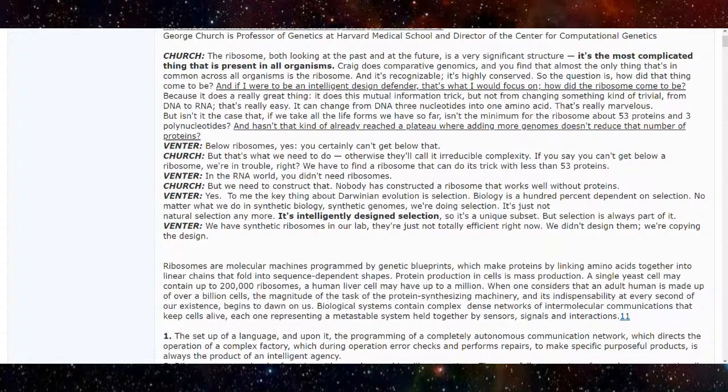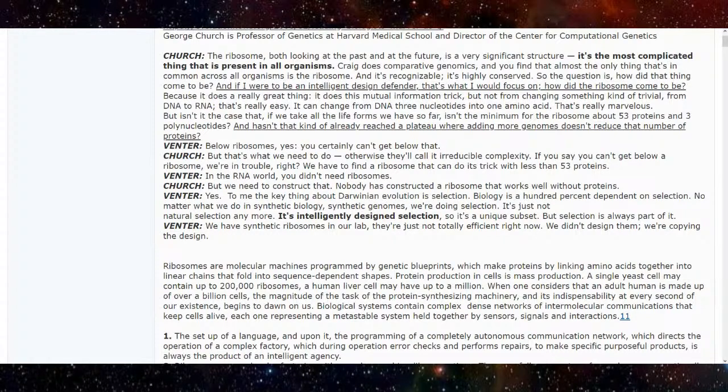Because it does a really great thing. It does this mutual information trick, but not from changing something kind of trivial from DNA to RNA. That's really easy. It can change from DNA 3 nucleotides into one amino acid. That's really marvelous. But isn't it the case that if we take all the life forms we have so far, isn't the minimum for the ribosome about 53 proteins and 3 polynucleotides? And hasn't that kind of already reached a plateau where adding more genomes doesn't reduce that number of proteins?